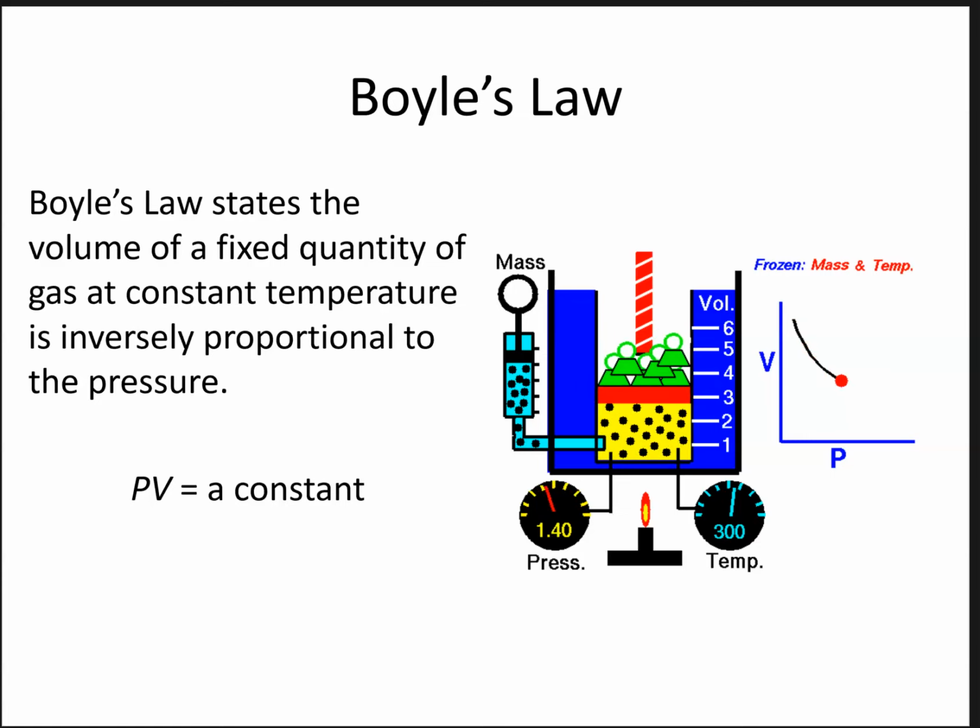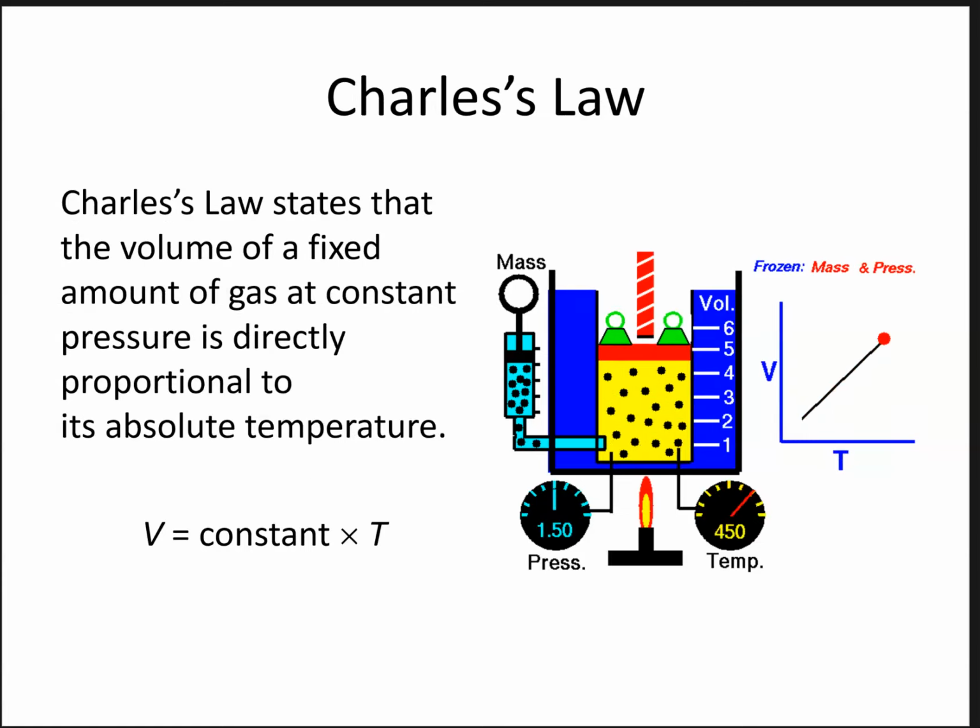The second relationship is known as Charles' law. Charles' law said something similar, except that he kept the pressure constant inside of a gas chamber, and he also kept the number of particles constant, but what he found was the volume would increase along with temperature. That is, volume is proportional to temperature when we work with gases.